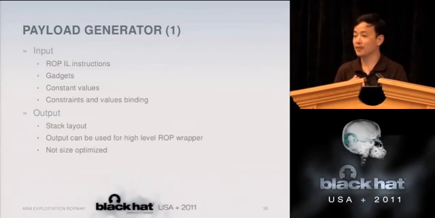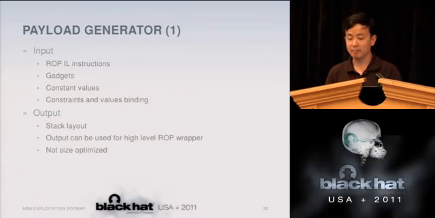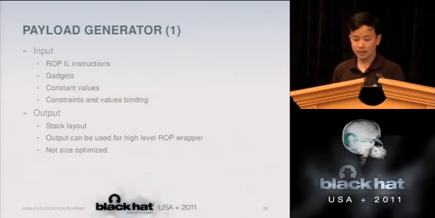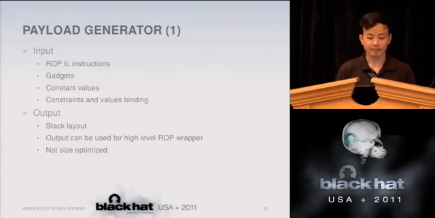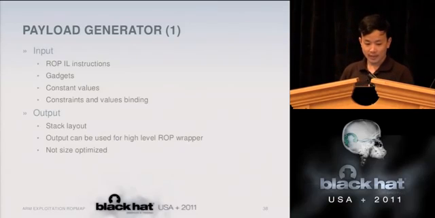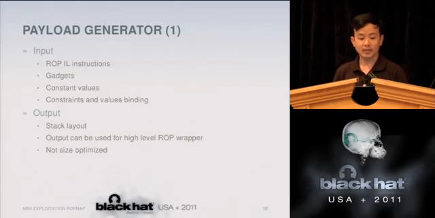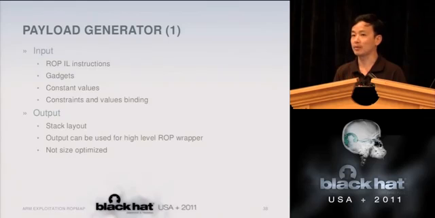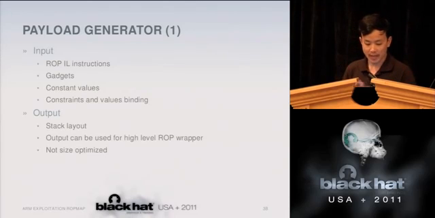Now we have the gadget chain. It's a big improvement from nothing to a gadget chain automatically, but it's still not enough. If you have to do the payload manually, you still have to spend lots of time to put the right value in your payload, right? So here we create a payload generator with input from the ROP instructions, or it can be a gadget instruction. It can be a constant value on the stack with some constraint and value binding, which I will explain later. And then we create the output, the final payload you can use directly in the exploit. It is noted that our payload generator is automatic but not optimized inside.